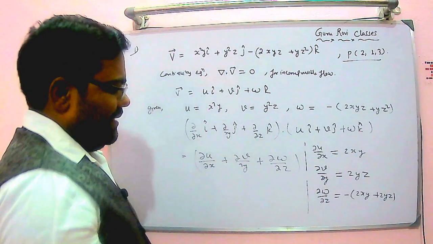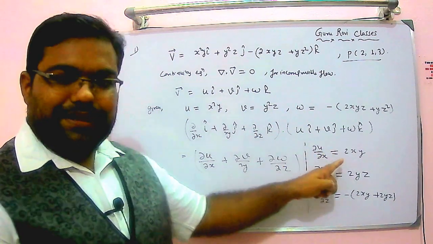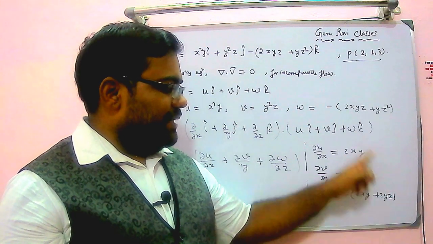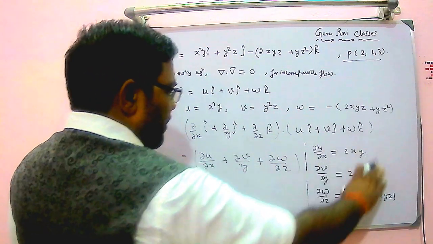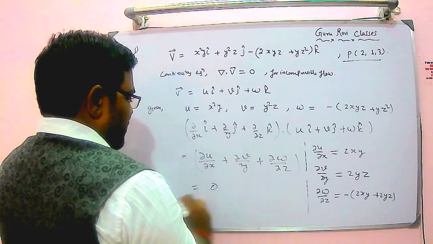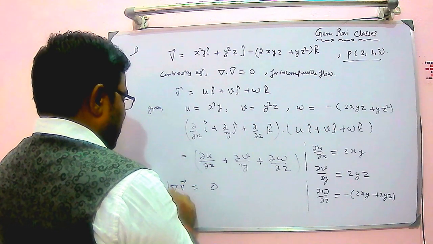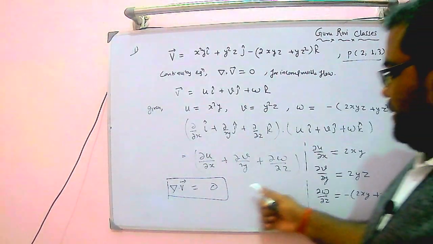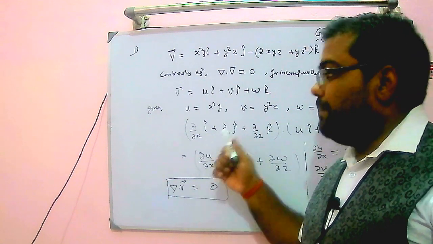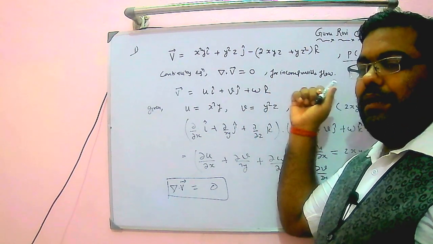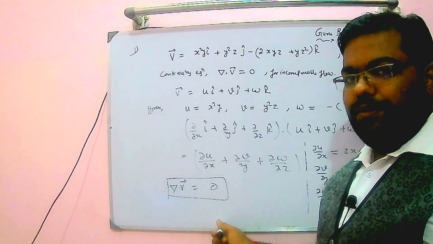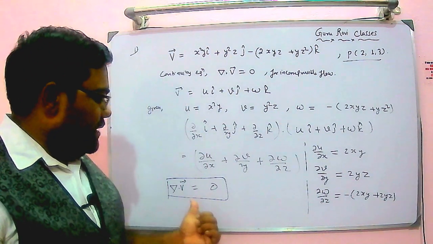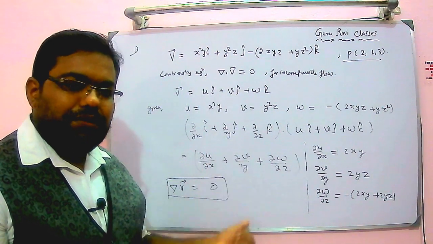If we add all these, the terms 2xy, 2yz and the rest cancel, and the sum becomes 0. So when we substitute these here, we get this equal to 0. That means the divergence of the velocity vector is 0. So it is a possible case of incompressible, steady, three-dimensional flow, because it is satisfying the continuity equation. So it is a possible case of fluid flow.